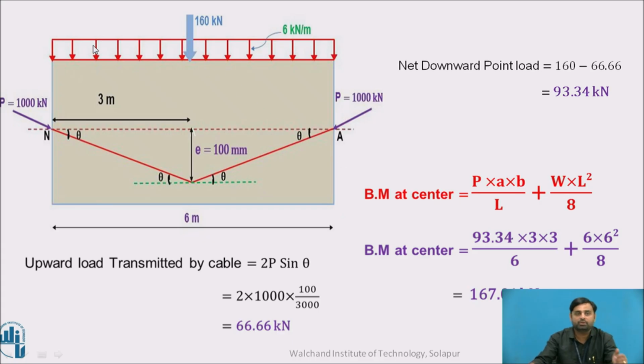Now again, the bending moment at the center is due to this dead load as well as this point load. For the point load, the formula is WAB by L, plus for the UDL it is WL square by 8. Now we just need to put the values in this formula. Here our net downward load is 93.34 into 3 into 3 by 6, the span, plus WL square by 8, where W is 6, the self weight or dead load, into 6 square by 8. That value works out to be 167.01 kilonewton meter.